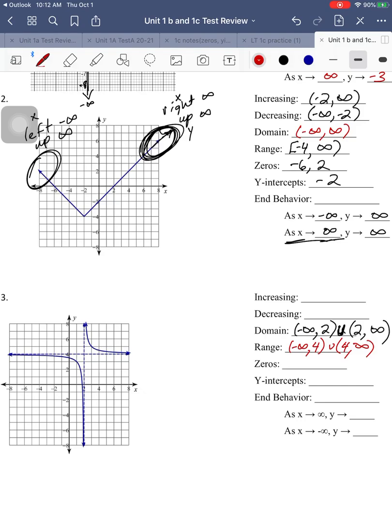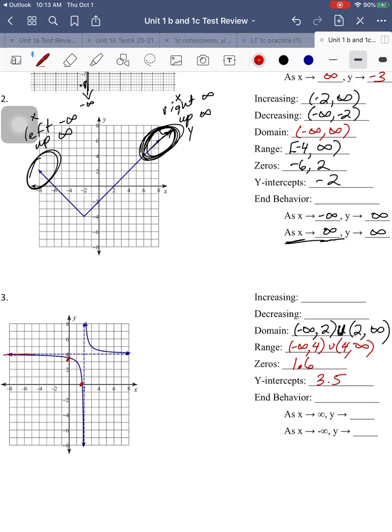Zeros. Let me erase this stuff so then I can actually see what the original graph looks like. Looks like there's only one zero, and we'll say it's at 1.6. An estimate, if you have a number close to that, you're good. And this one looks like it's at about 3.5 for a y-intercept.